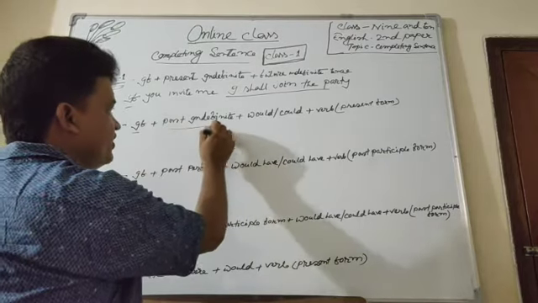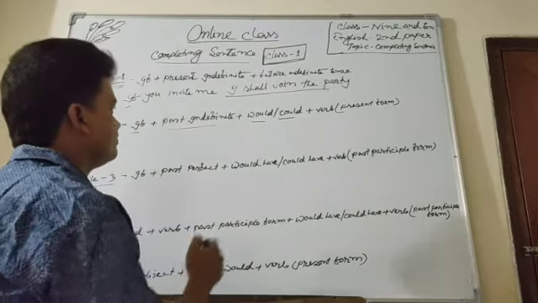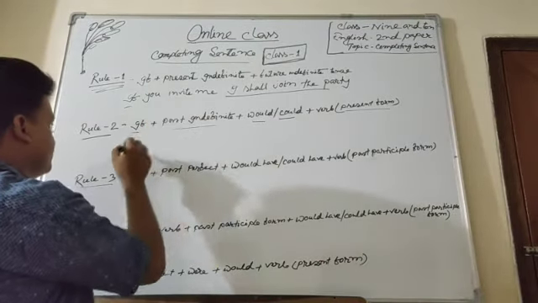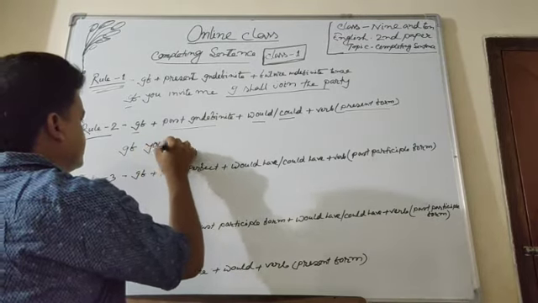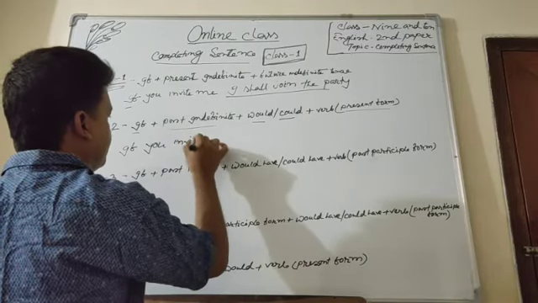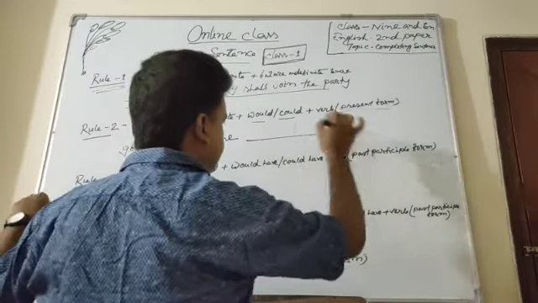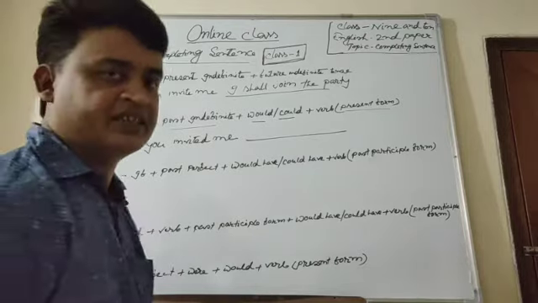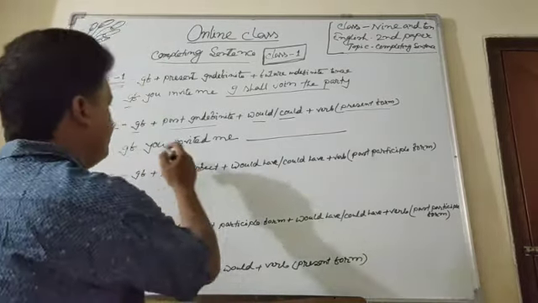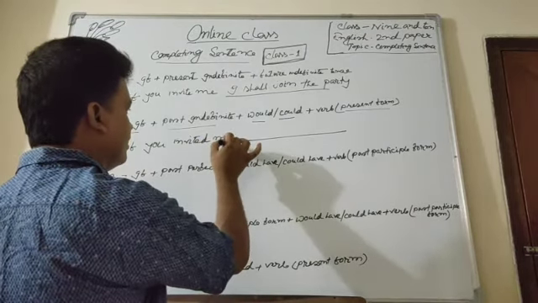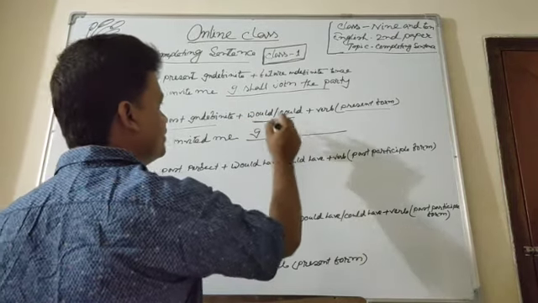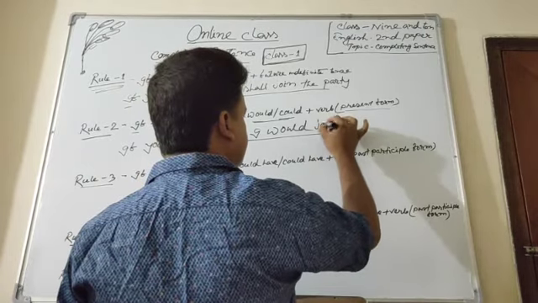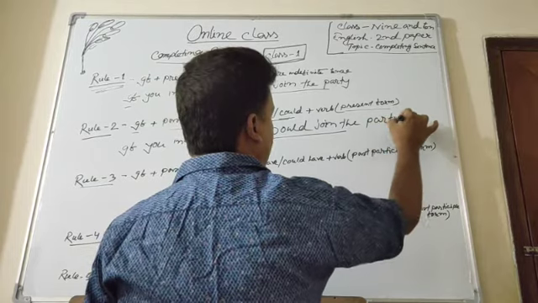If plus past indefinite plus would or could plus verb present form. If I write this kind of sentence here, if you invited me and then blank, how can we make it a meaningful sentence? Please follow. If you invited me, I can take the subject I and then would or could. Would. And then join the party. Okay.